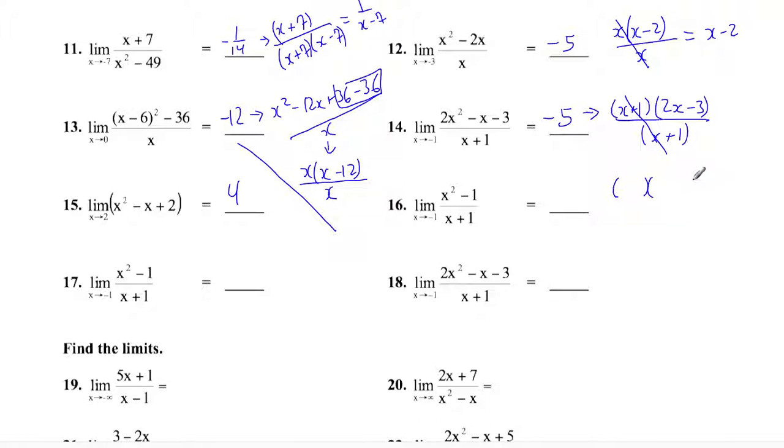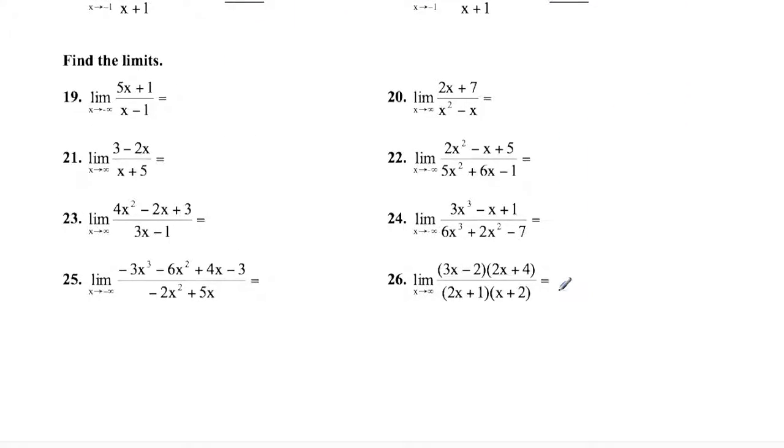Number 16 has a difference of 2 squares in the numerator, so I can factor that to x plus 1 times x minus 1 over x plus 1. The x plus 1's cancel, so I'm left with x minus 1. And if I plug in this negative 1, I get negative 1 minus 1, which is negative 2. And actually 17 is a duplicate of that problem, so that's also negative 2. And 18 is a duplicate of number 14, so that's also negative 5.